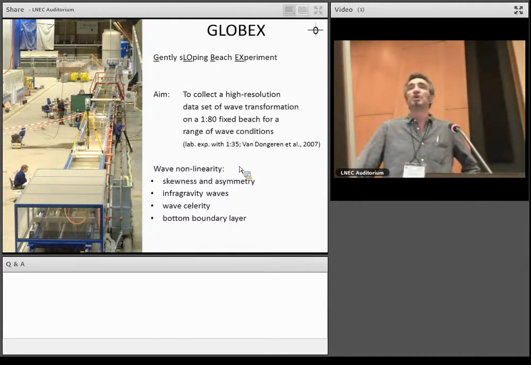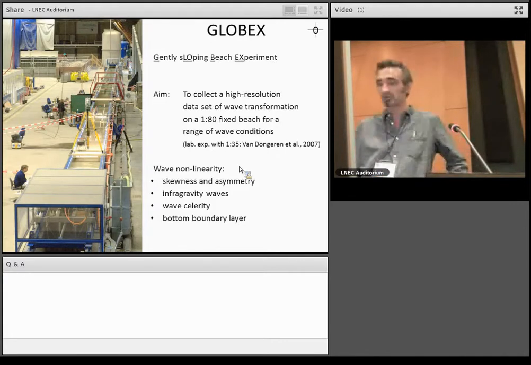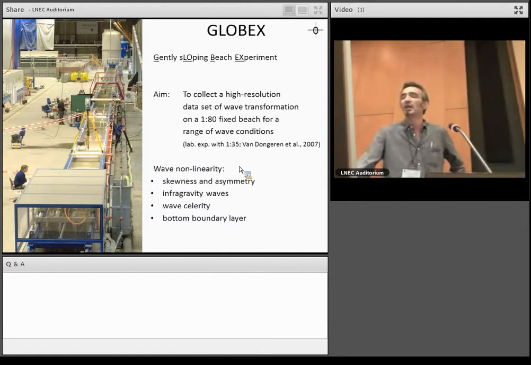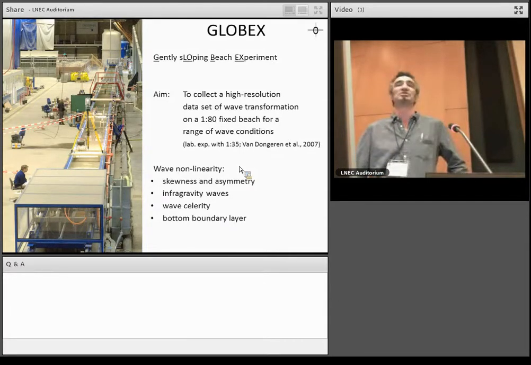The project was divided in 5 work packages listed here, and I will just insist that there were about 24 participants to the experiments from 11 research institutes, and with a great help from the Deltares support staff.